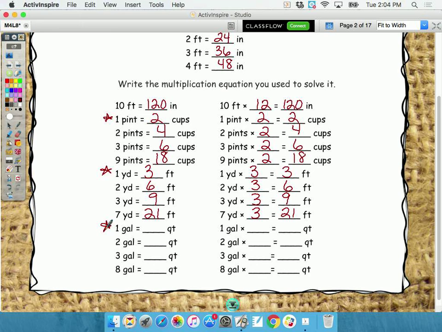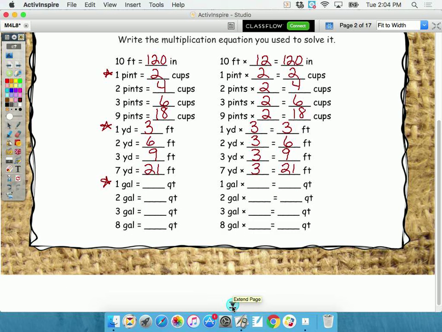Now we've got to figure out, wait a minute, how many quarts are in a gallon? Now raise your hand. Lucy? 4. You guys really remember this well, okay? So we'll just multiply our gallons times 4 to get the quarts. So 2 gallons times 4. 8. 3 gallons times 4. 12. And 8 gallons times 4. 32. Okay.